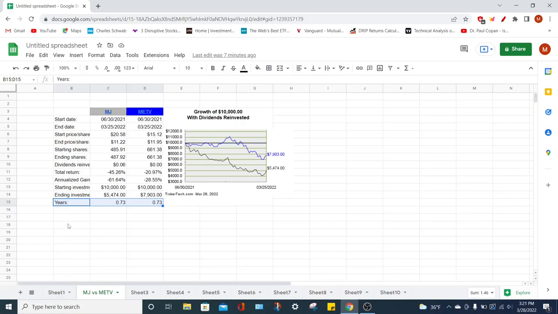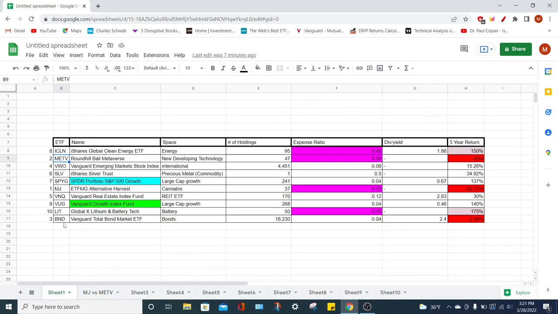Now we can go back to our chart, and since METV won, we can now compare it to our number three spot, which is BND.